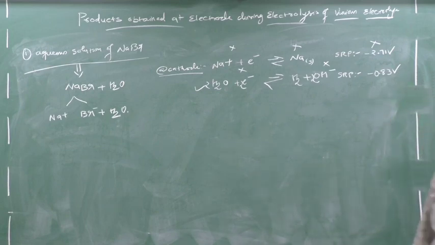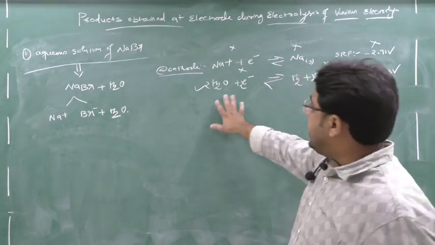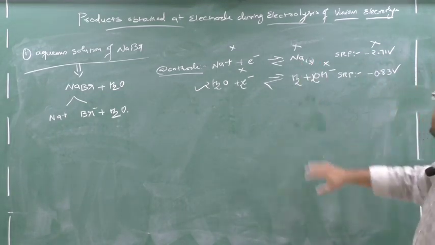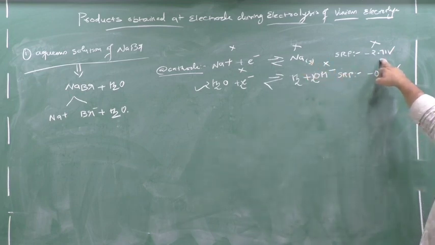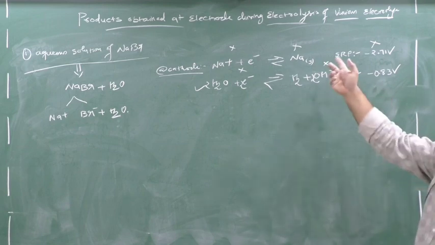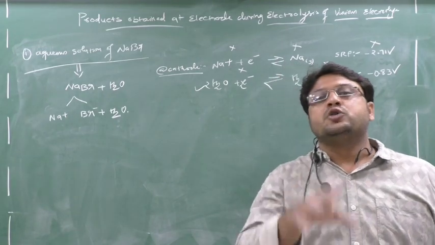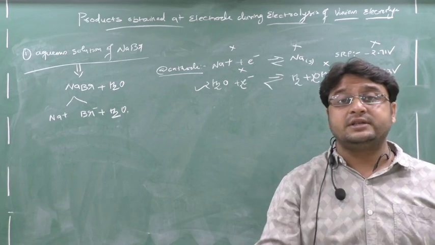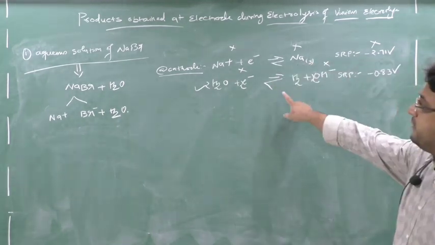Clear this part? See what I have done. I have taken cathode, Na plus, and water will also come. I have written both the reduction reactions and the SRP values also. SRP for sodium is minus 2.71 volt and SRP for water is minus 0.83 volt. Before that I gave one shortcut: lesser value anode, more value cathode. Means to win the race at cathode you should have more value, and to win the race at anode you should have less value of SRP.